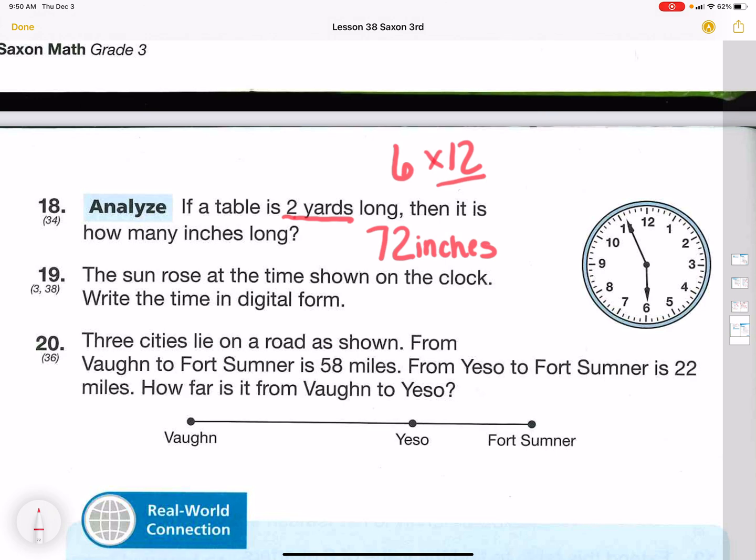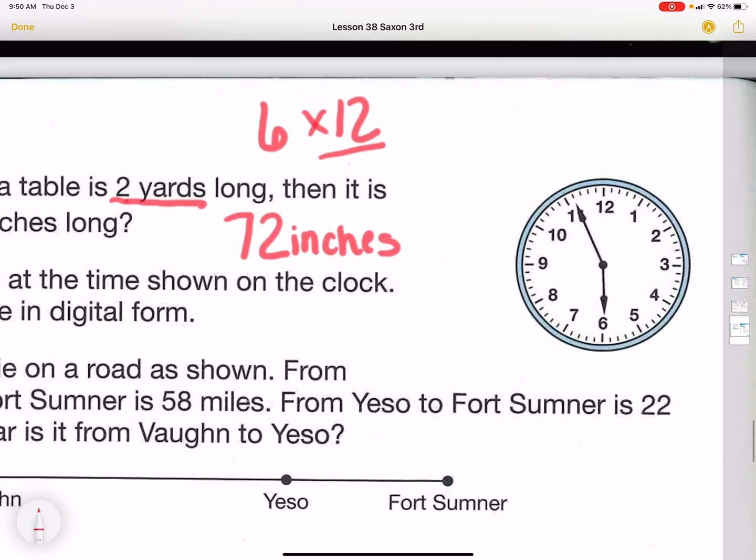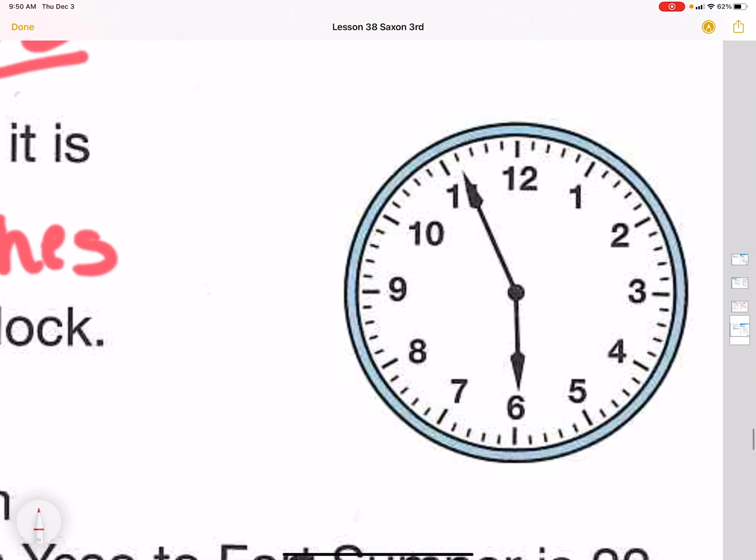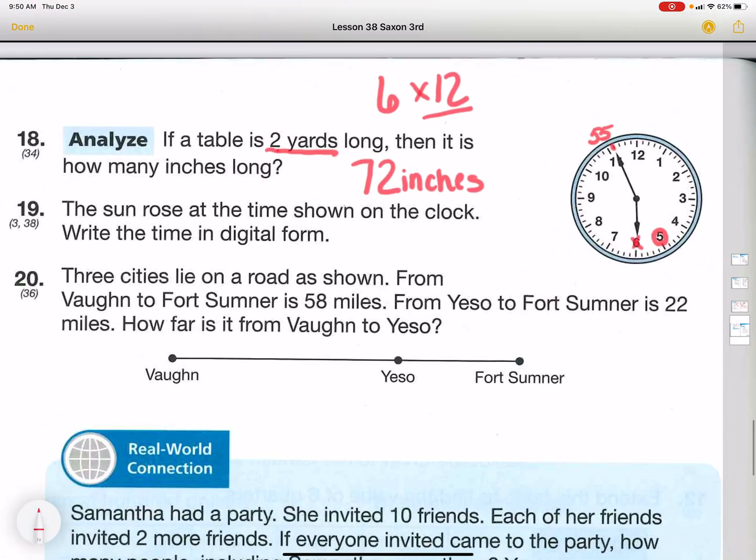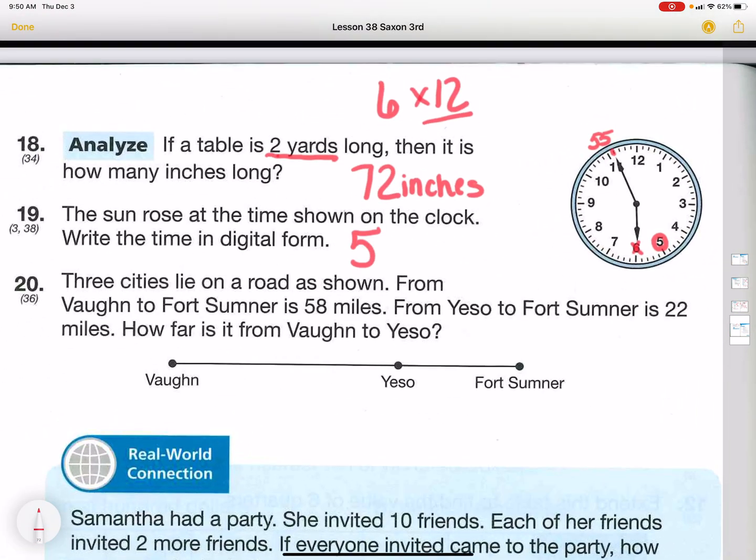Number 19 I'm going to do for you. This is our new concept of the day. We have this clock. It is not yet 6 o'clock. Don't let that fool you because it's almost 6. It's not yet 6. It's still 5. This 11 is where it goes to 55. So 1 more than 55 is 56. So it is 5:56. The sun rose, so it's a.m.